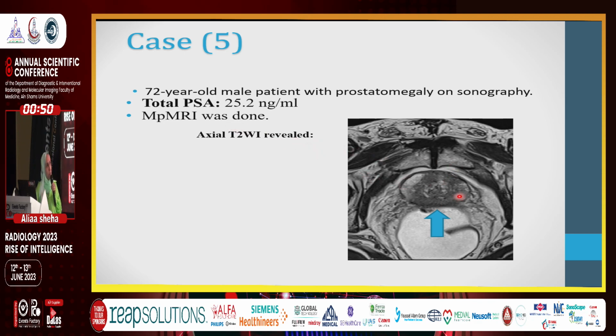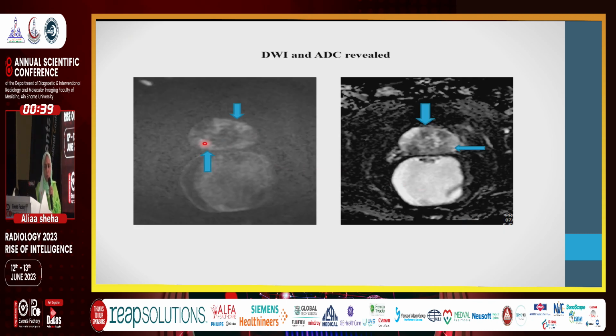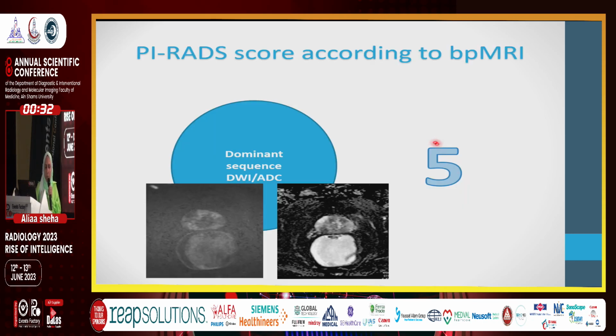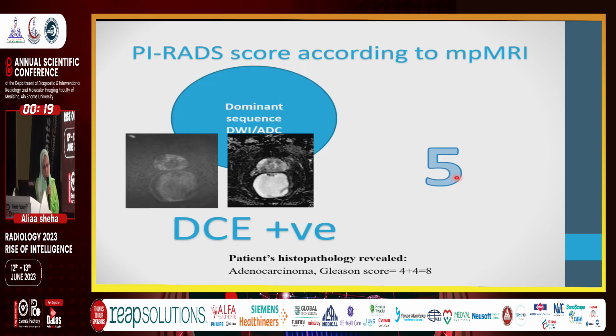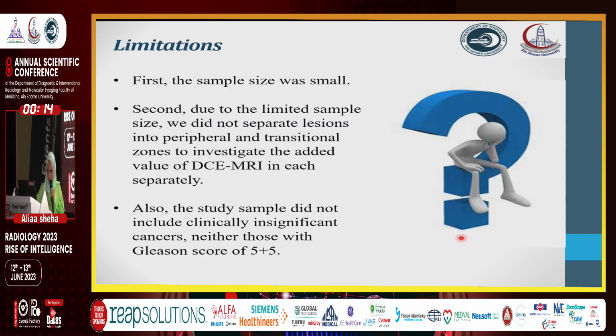The last case, a 72-year-old male with prostatomegaly and also high PSA. There is a diffuse infiltrative lesion within the prostate, anteriorly, posteriorly, spanning the apex to base within the peripheral zone. Here there is multifocal diffusion restriction with markedly hypointense low ADC value within the lesion. So the dominant sequence was the diffusion and it scored as 5. By adding the dynamic contrast images, it was also early enhancing, and it did not change our diagnosis as PIRADS 5. The patient's histopathology was adenocarcinoma, Gleason score 4+4.